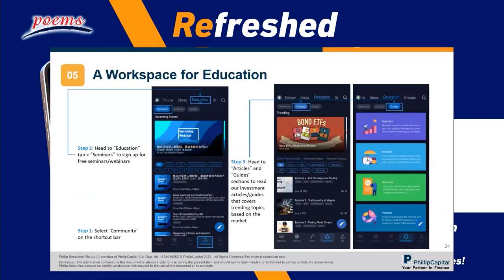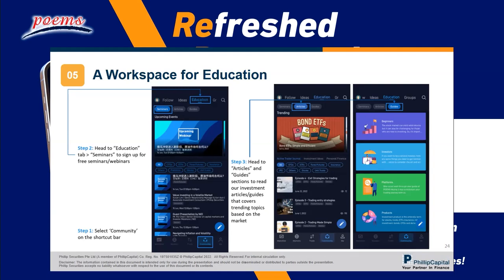So for the workspace for education, you can go to your mobile tree and then go to the education tab, and then you can tap on the seminar if you want to join, such as a free seminar on a certain topic that you're interested in, or maybe you want an introduction to how to access and utilize your apps. You can click on that to register or sign up for it.